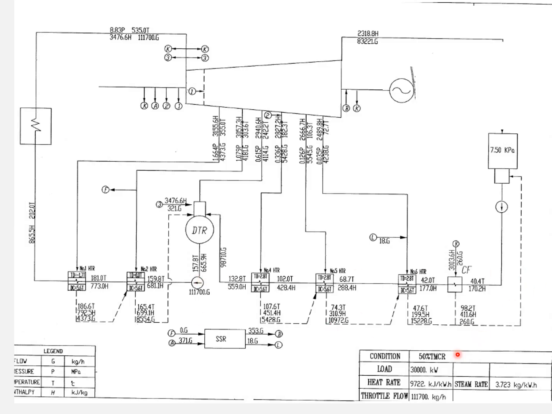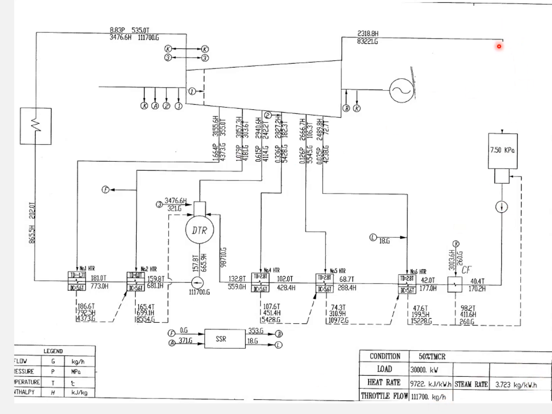This condition is based on 50% TMCR for a load of 3000 kilowatts. The heat rate is 9722 kilojoules per kilowatt hour and the throttle flow is 11,700 kilograms per hour.